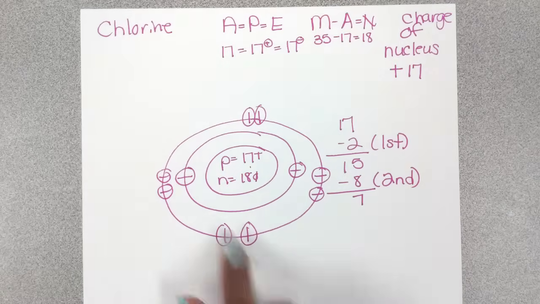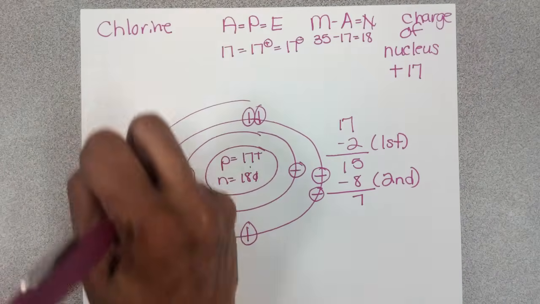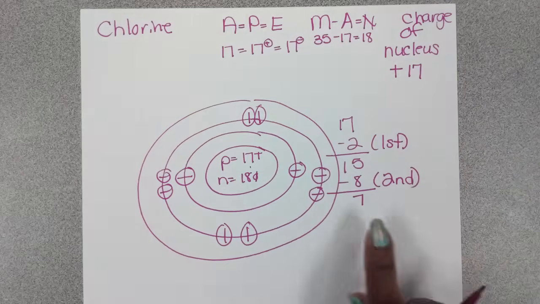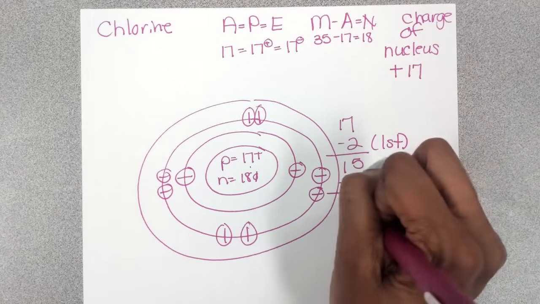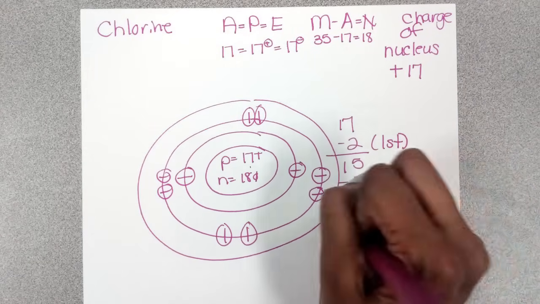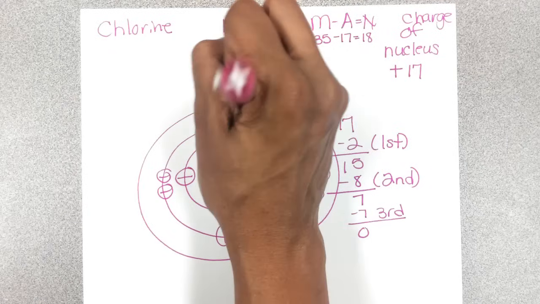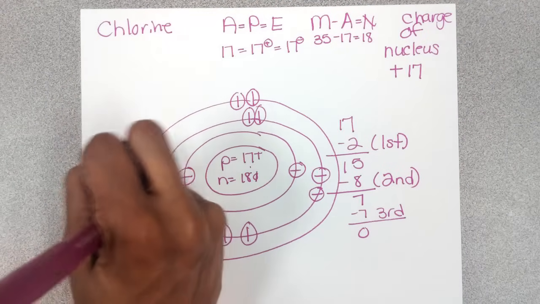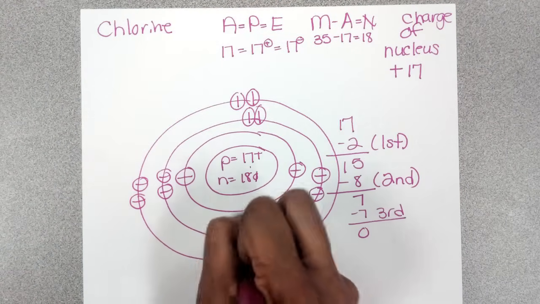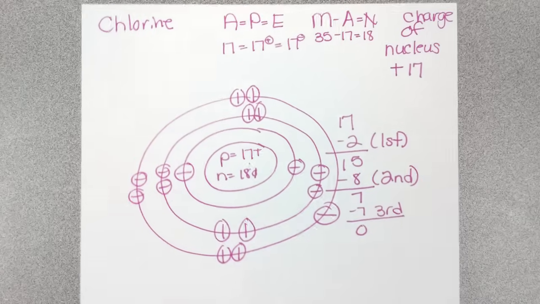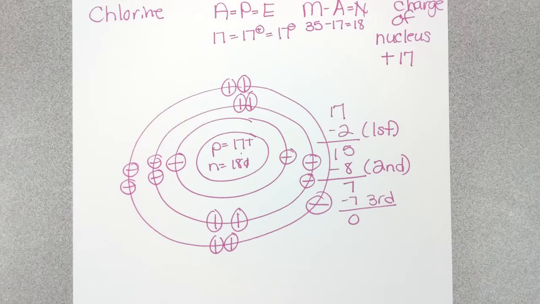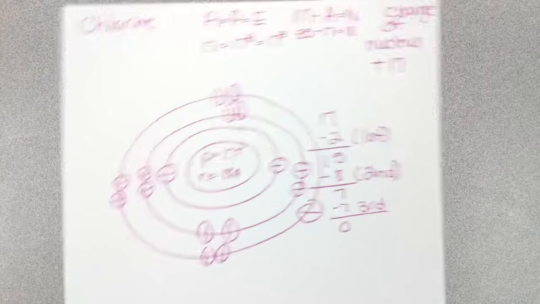I can put 8 in the third energy level. So I'm going to draw another energy level, and I can put up to 8. So I'll put 7 in the third. So 1, 2, 3, 4, 5, 6, 7. And that is a Bohr model of chlorine. Okay, I'm going to pause for just a minute. I'm going to show you an example of one of your test questions, and then we will be done.